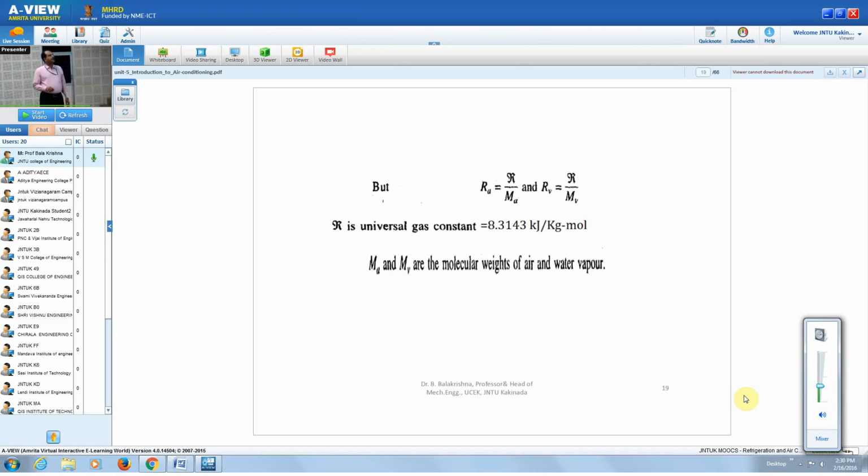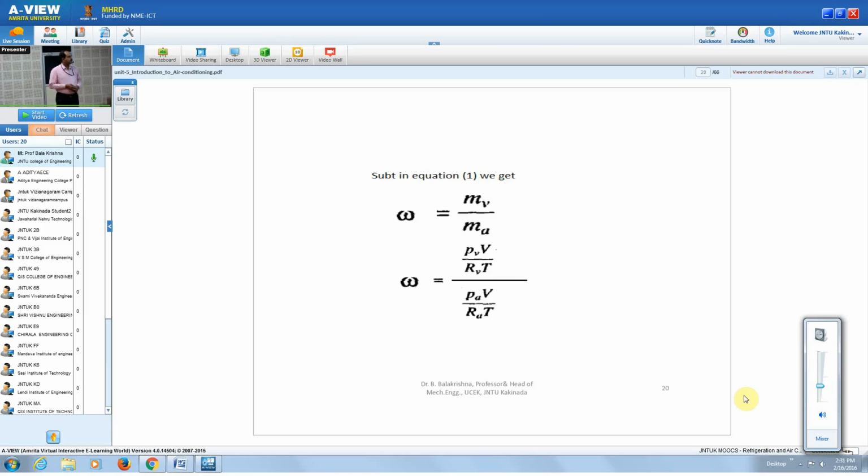But Ra is equal to R by Ma and Rv is equal to R by Mv, where R is the universal gas constant, 8.3143 kilojoules per kg mole, and Ma and Mv are the molecular weights of air and water vapor. Next slide. Like that, you substitute these values in the previous equation 1. Therefore, the specific humidity is finally mv by ma, where you substitute the mv and ma.